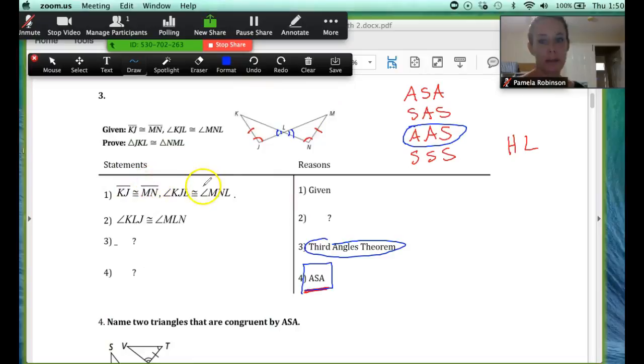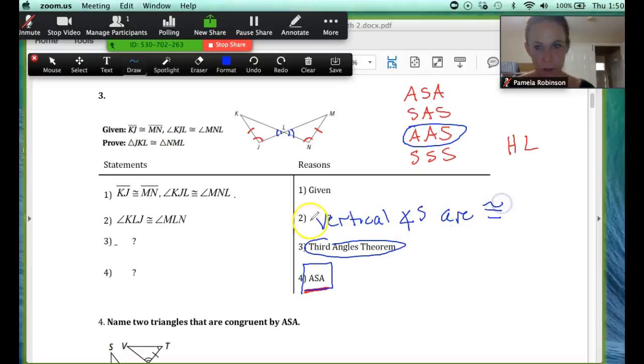First of all, we have our given, and we marked it already. That's our given. Then we go angle KLJ is congruent to MLN. Let's try that again. KLJ, this vertical angle, is congruent to MLN. So these vertical angles are congruent. If I could spell vertical, that would be awesome. I don't know why I went EL or LE, whatever I did. Okay, vertical angles are congruent.